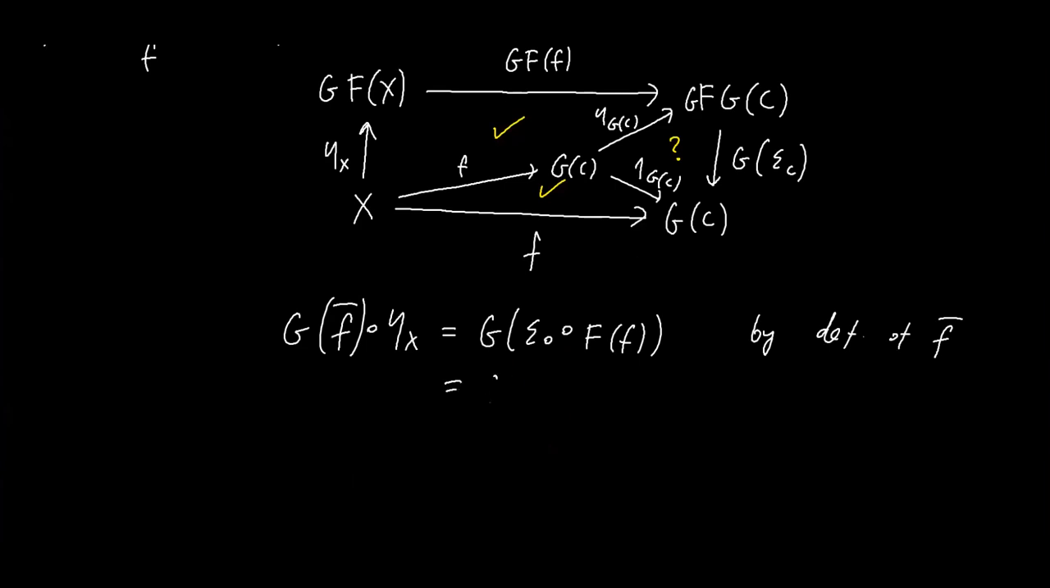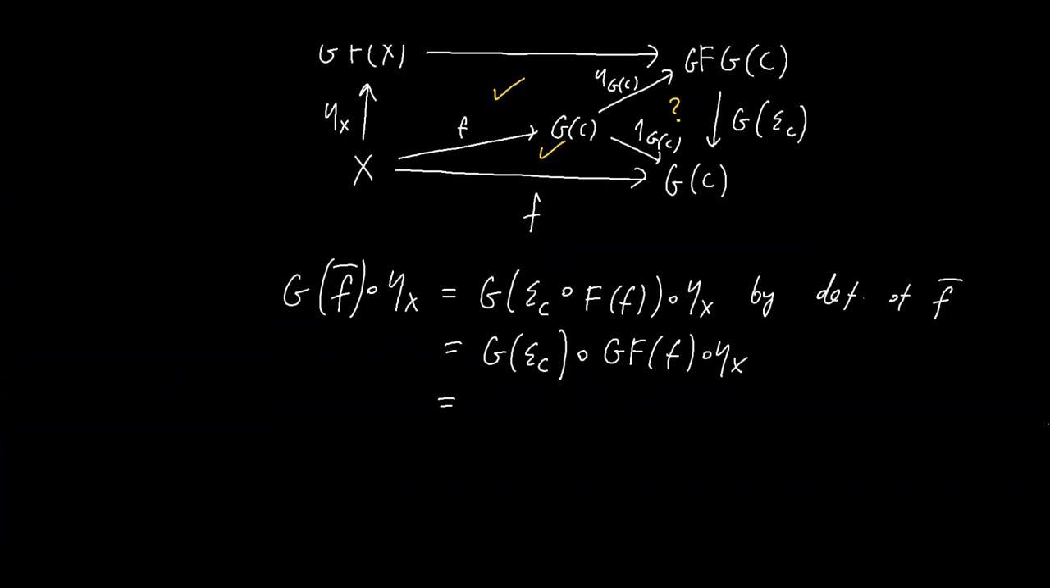Then because G is a functor, this is the same as, okay, this should be eta, not eta circle, but eta of C. Sorry about that. Because G is a functor, we have this composed with that. And I forgot about eta x here, sorry about that. And I'm not putting the brackets around composition because composition is associative, we know that very well already.